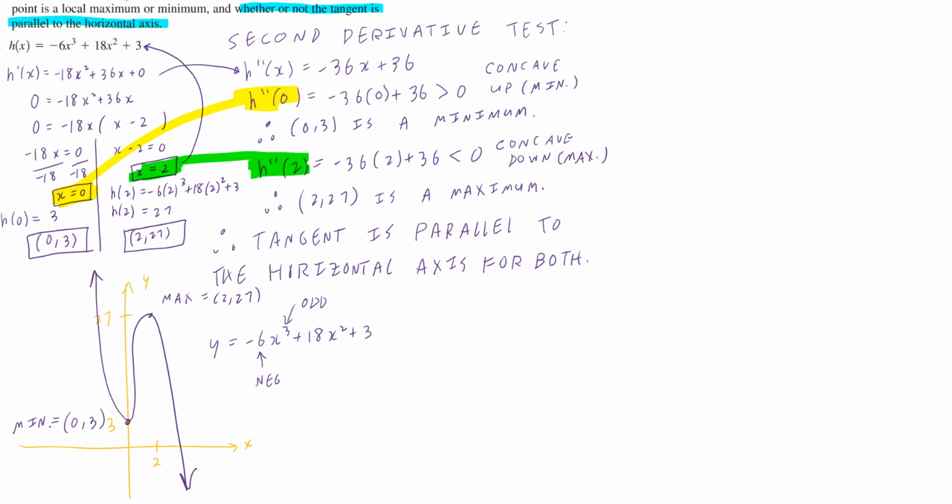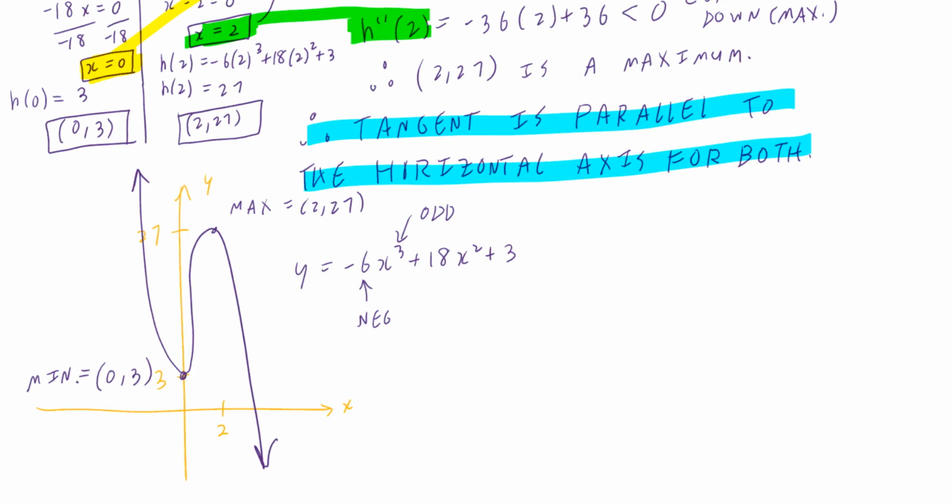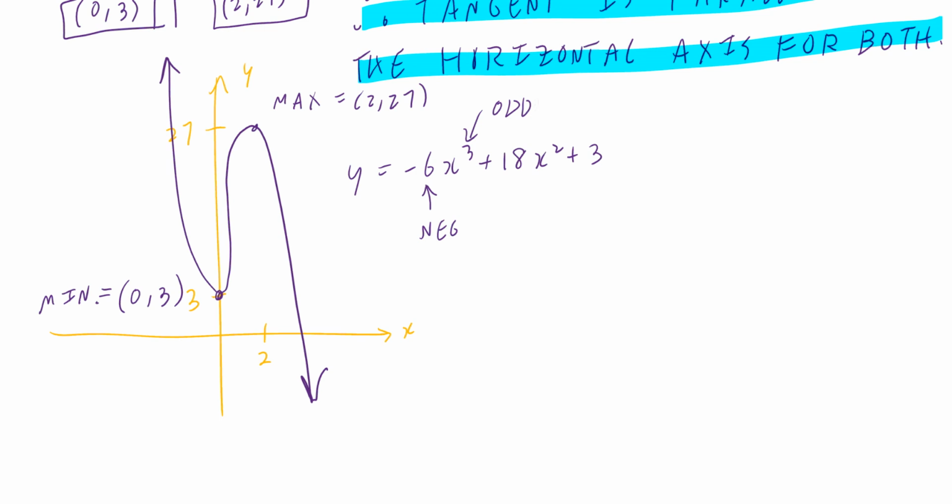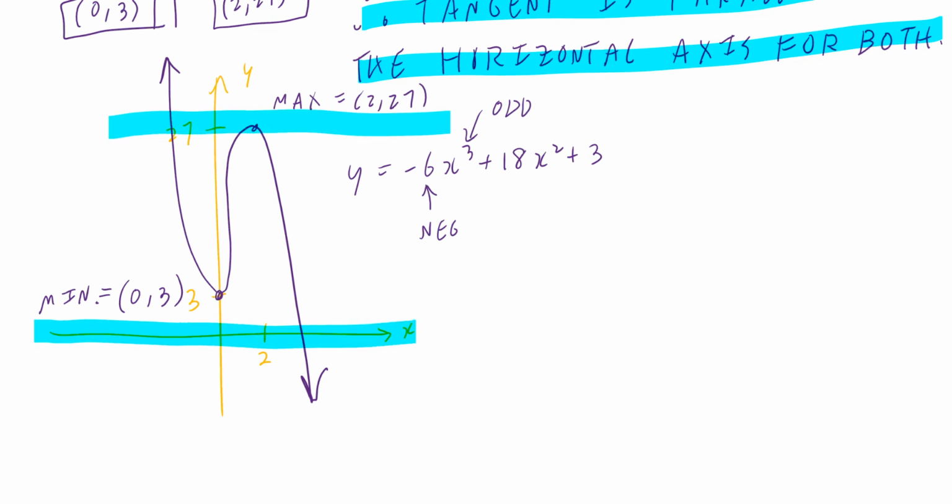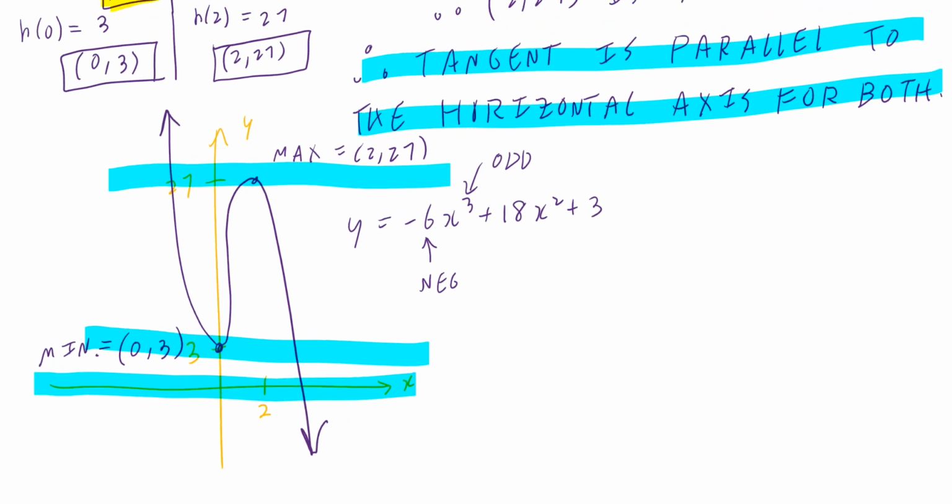But more importantly, the reason why it is parallel for both cases is because if you go to the graph, this is the horizontal axis. And if you draw a tangent to the maximum and a tangent to the minimum, notice all three lines are parallel. And this is how you know. I hope this makes sense.